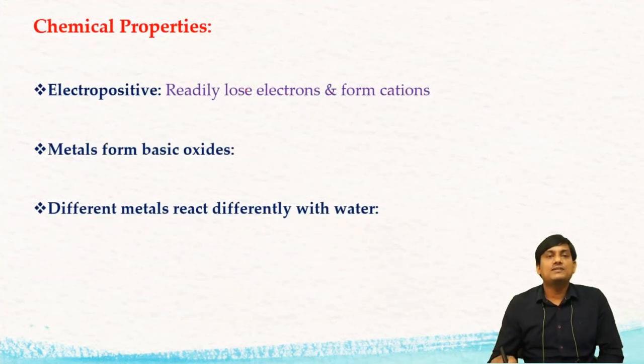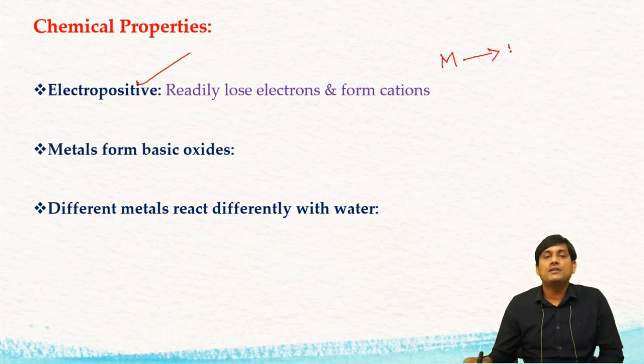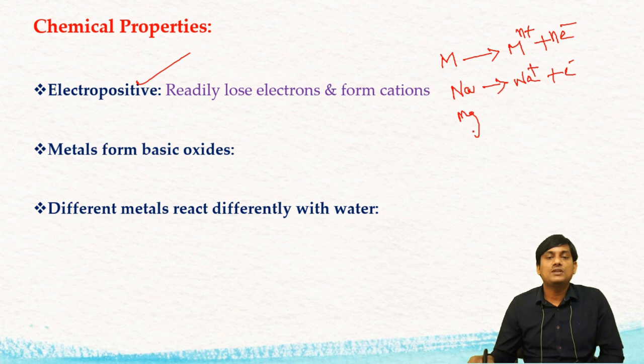Let's take chemical properties. Metals are electropositive, meaning less electronegative. They readily lose electrons and form cations. Suppose we take a metal M, it readily loses n number of electrons and becomes Mn+. If you take sodium, it readily loses one electron and becomes Na+. If you take Mg, it can lose two electrons, so Mg2+ and two electrons. Based on valency, they can lose different numbers of electrons.